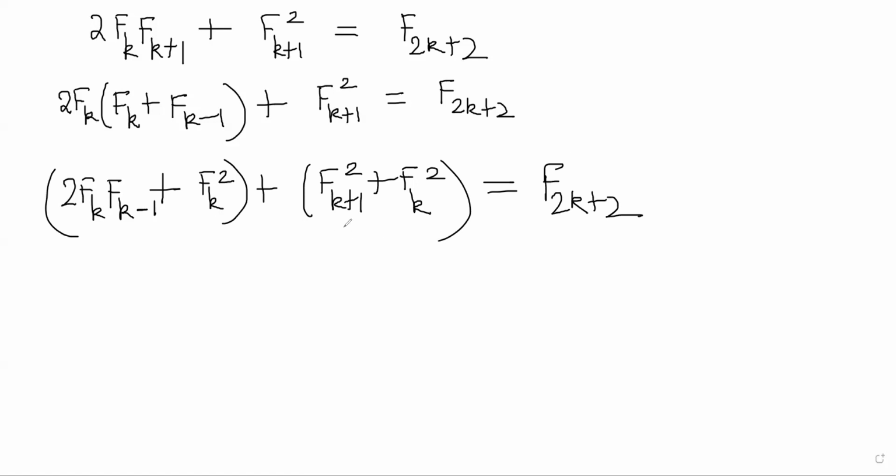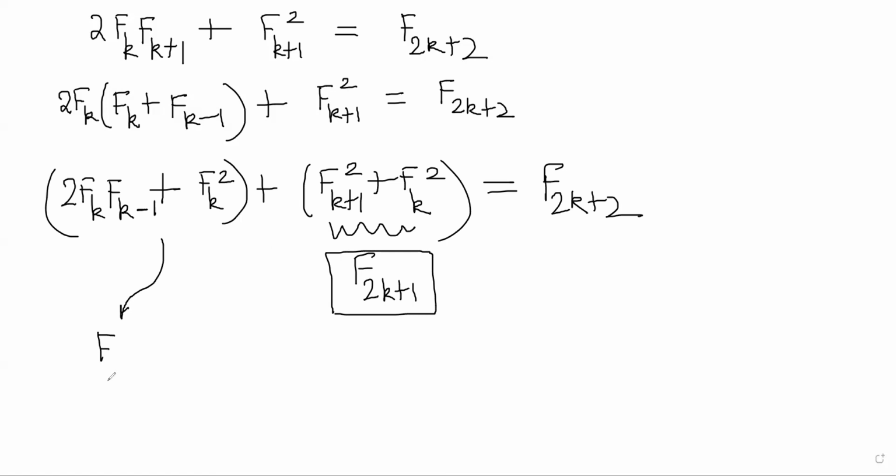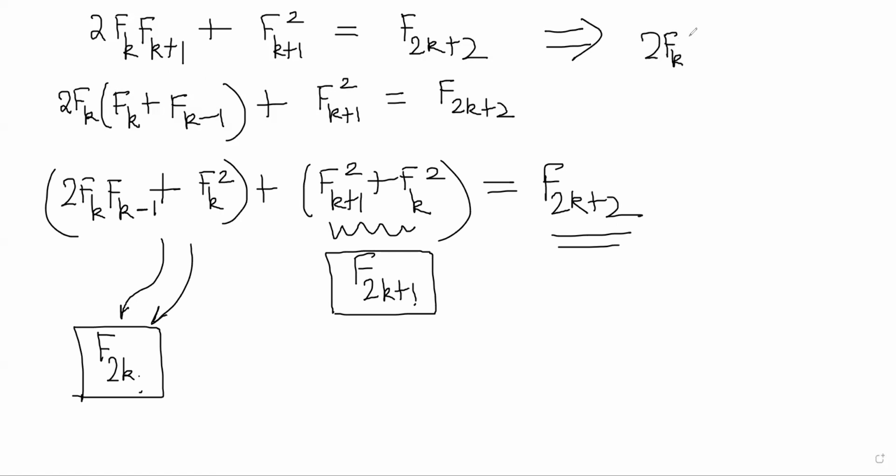Now notice that this is equal to f of 2k plus 1, because we have assumed the induction hypothesis, it's true for n is equal to k, right? So this is f of 2k plus 1. So it is enough to show that this should be f of 2k, right? If we show that this is equal to f of 2k, it will fit nicely and we'll prove our statement. So this implies that we just need to show that 2f of k minus 1 plus f of k square is equal to f of 2k, right?